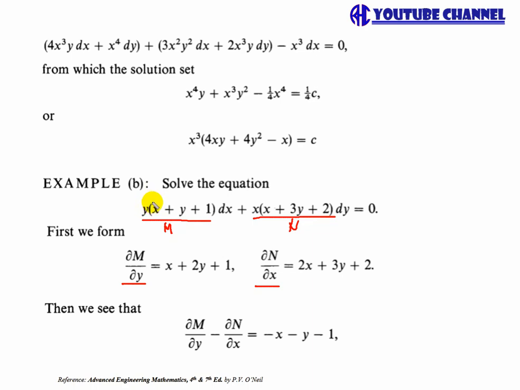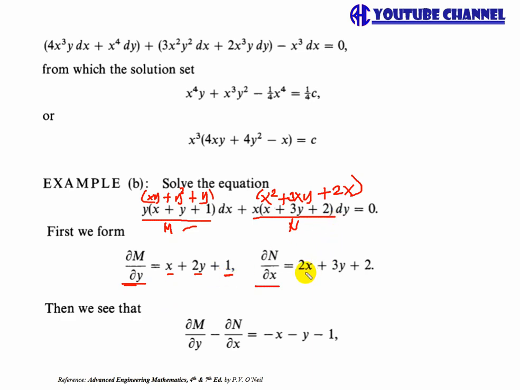So, when we simplify this, it becomes xy plus y squared plus y. And this one becomes x squared plus 3xy plus 2x. So, we take the derivative of M with respect to y, so it becomes just x. 2y squared becomes 2y. Then y, of course, becomes 1, because the derivative of y is dy. So, we put it over here on the other side, so it cancels out. dy over dy is equal to 1.